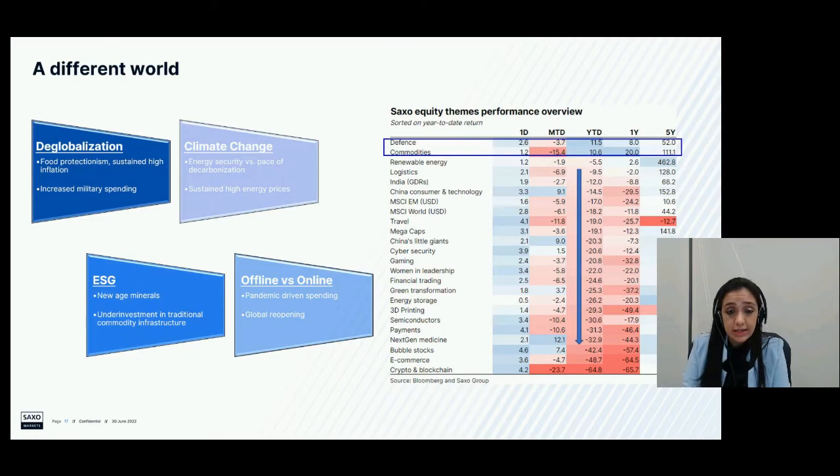All of these trends are more structural, not cyclical. Trends like offline versus online have turned around this year, and it has meant that real world assets that have been ignored so far are getting a lot of attention now. And climate change, like I said, means it's more hot as well as more cold, and that led to the wheat crop in India being destroyed because of the heat wave, and we saw a massive rise in wheat prices because of that.